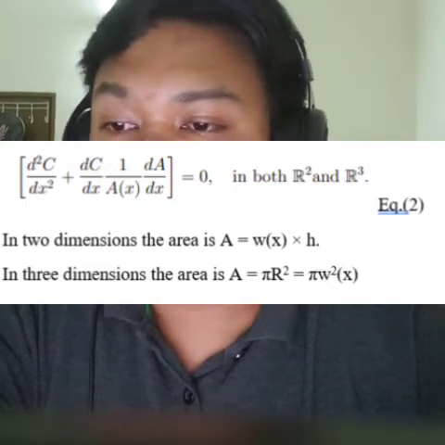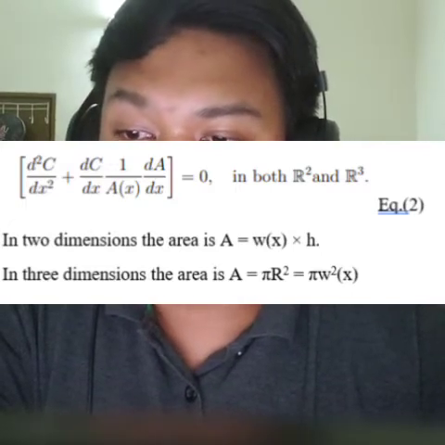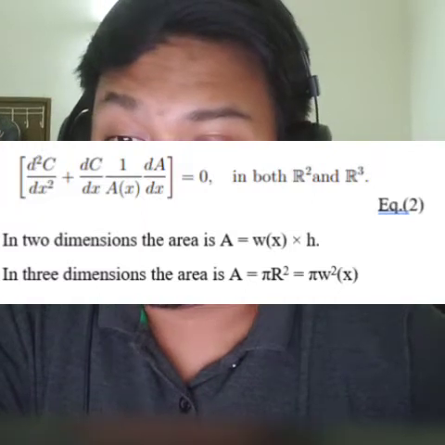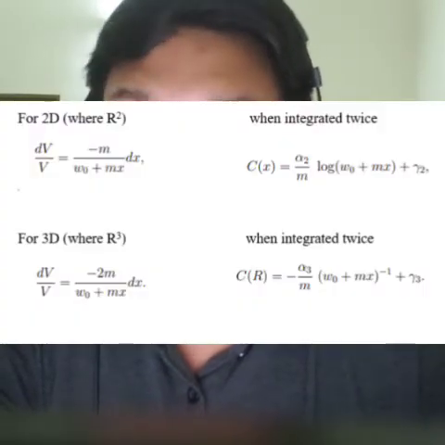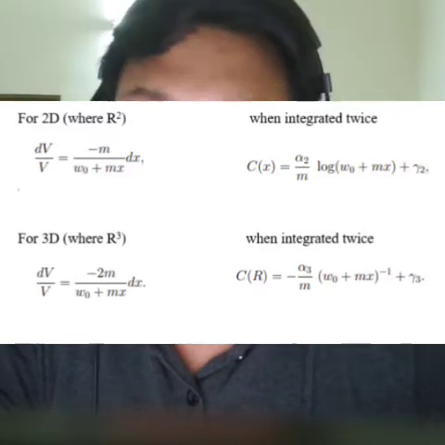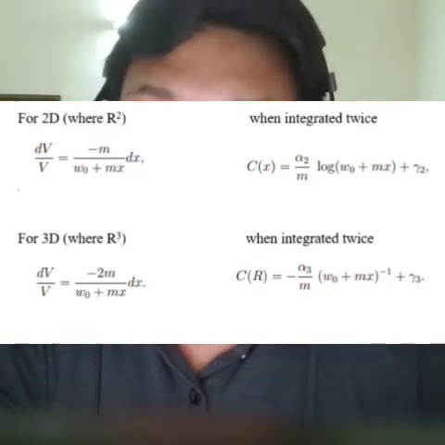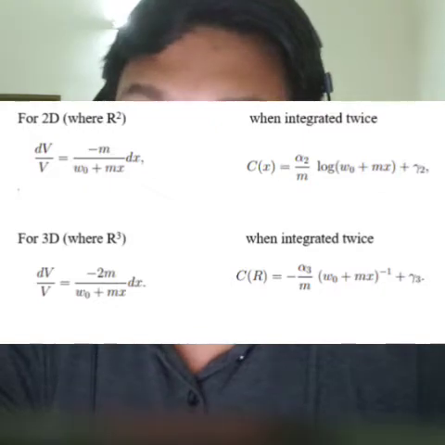The change in concentration with time vanishes as time approaches infinity, and equation 1 becomes the linear ordinary differential equation. So now we can see here in 2 dimensions the area is different, and in 3 dimensions the area is also different. So as a result, the differential equation for diffusion in the 2-dimensional vessel has the coefficient of 1, while the differential equation for diffusion in the 3-dimensional case contains the coefficient of 2, such as below.